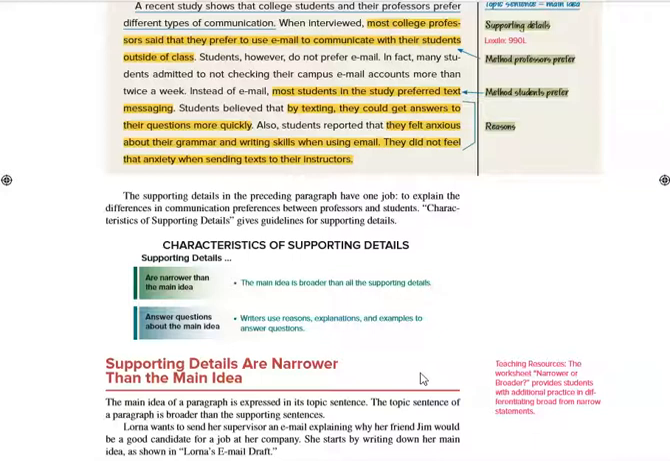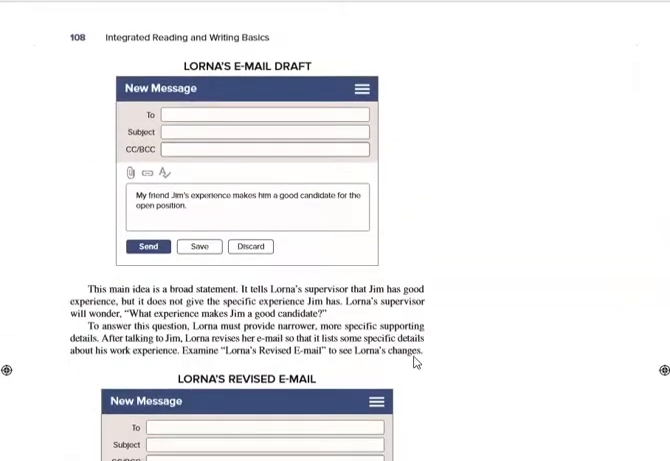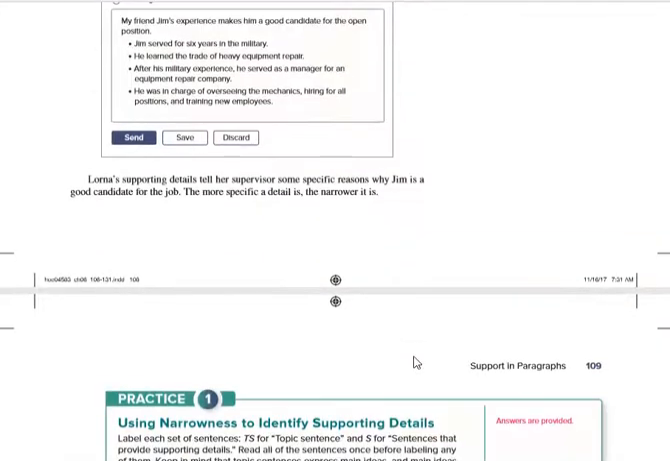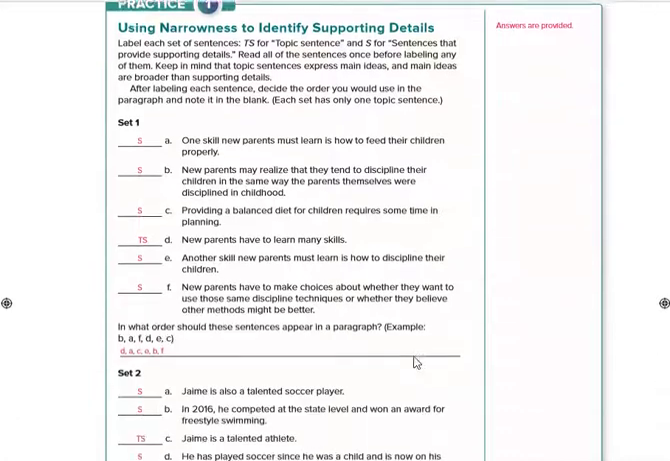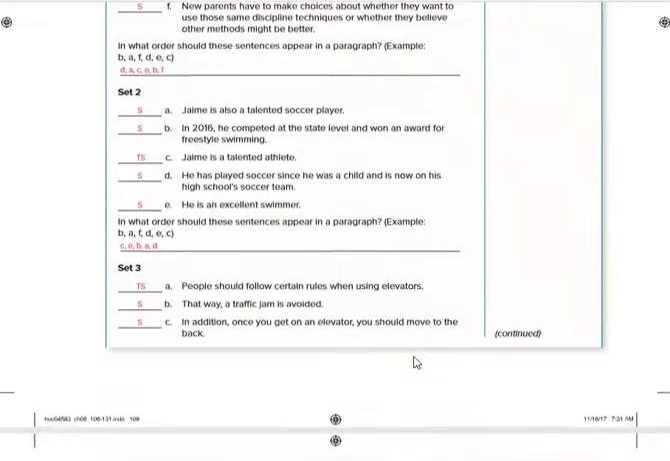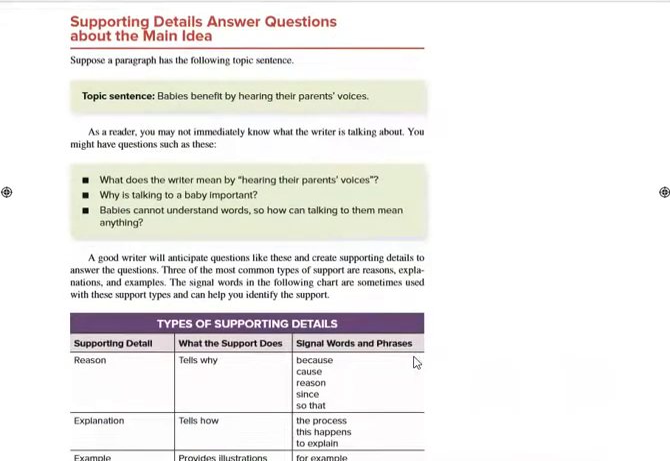When you develop a topic sentence, you're going to use ideas that are actually narrower than the topic sentence. The topic sentence presents an idea, and the narrower details give readers the information they need for that idea. So continue to read through here, and then you'll see practice 1, and you can see the answers here, but I'll also have them in Brightspace if you want to do practice 1 and take a look at the answers there.